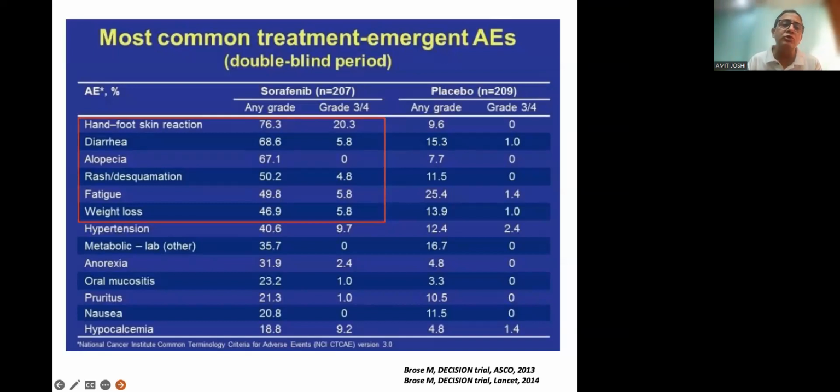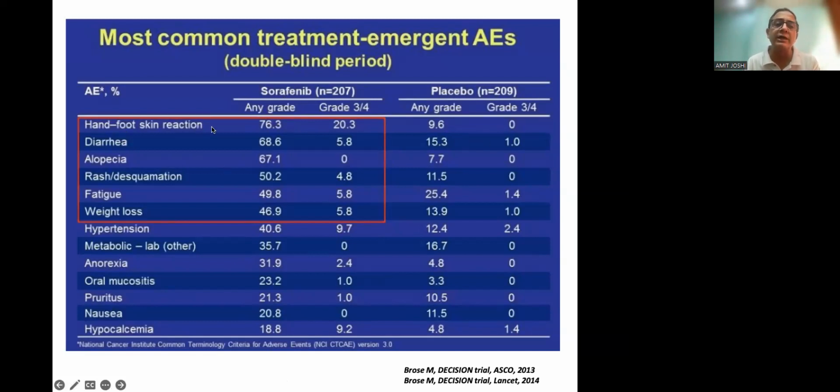Now coming to the toxicity, which I was discussing, and why we are not keen to start a TKI in every patient with radioiodine refractory disease. If you see the grade 3 or 4 toxicities, for those who are familiar with the toxicity assessment criteria, there are 4 grades of toxicity: grade 1, grade 2, grade 3, grade 4. Grade 4 is the worst toxicity. This is the sorafenib arm and this is the toxicity in the placebo arm.